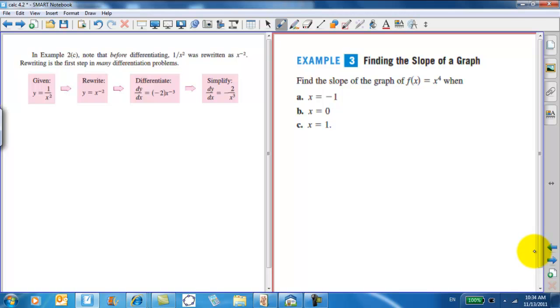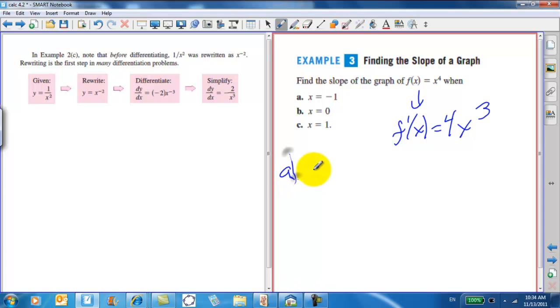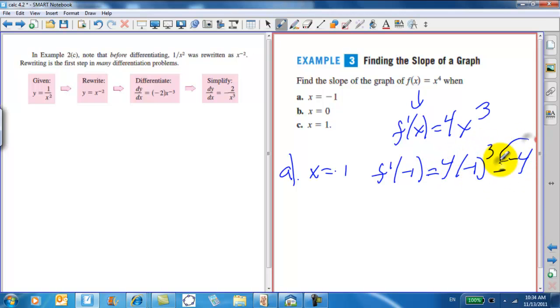Okay, now finding the slope of the graph. Find the slope of the graph of f of x equals x to the fourth. Well, the derivative is so handy now. It's just 4x cubed. So in each of these parts, in a, when x equals negative 1, the derivative at negative 1 is equal to 4 times negative 1 cubed. So it's negative 4. So that is the slope of the graph.